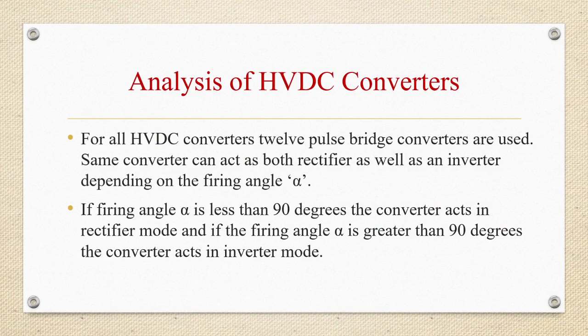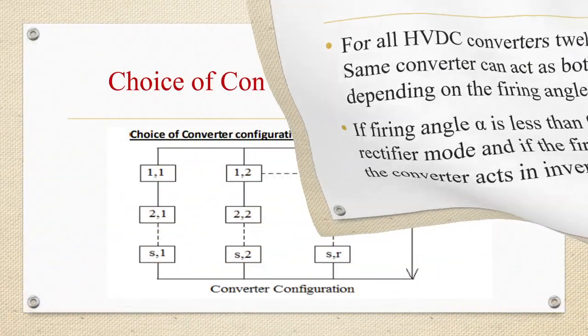If firing angle alpha is less than 90 degrees, the converter will act in rectifier mode, and if the firing angle is greater than 90 degrees, the converter will act in inverter mode. Okay students, is this point clear? So what we are saying here is that the same converter acts as a rectifier and inverter depending upon the firing angle. If the firing angle is less than 90 degrees, it will act as a rectifier, and if the firing angle is more than 90 degrees, it will act as an inverter.